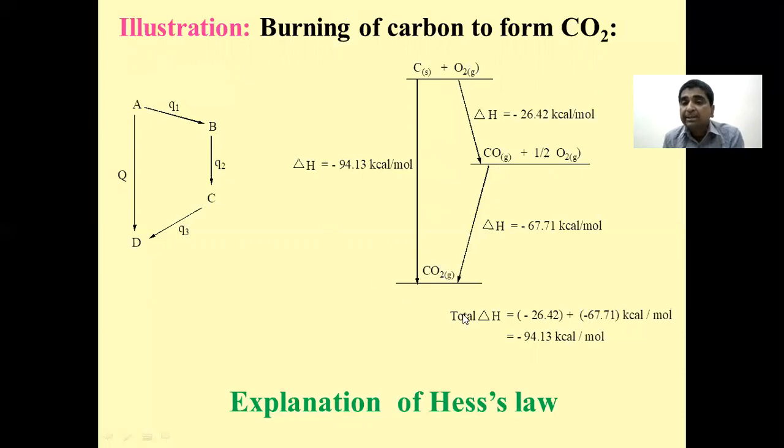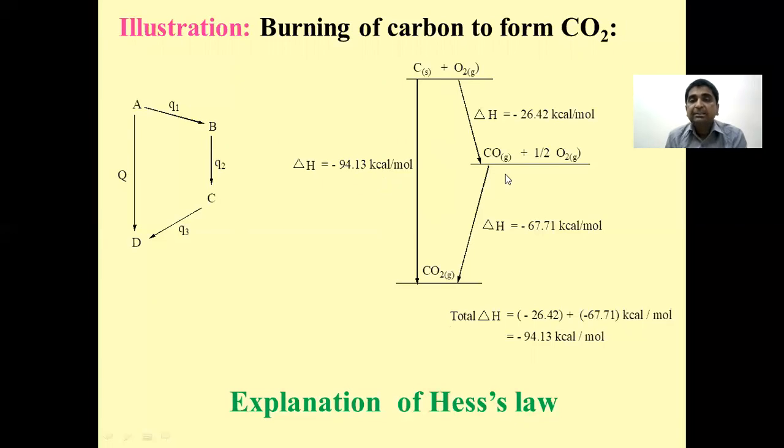So the formation of carbon dioxide takes place in a single step by the first pathway, and the second pathway is that it may take place with the intermediate formation of carbon monoxide, and that carbon monoxide may again get burned with oxygen, and carbon dioxide is formed. So here what happens? The heat change accompanying the first pathway, that is direct burning of carbon with oxygen to form carbon dioxide, that delta H in that process is minus 94.13 kilocalories per mole.